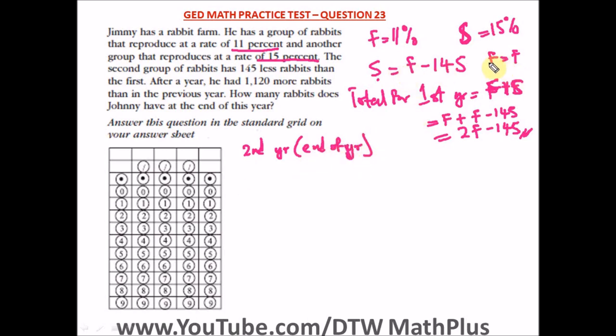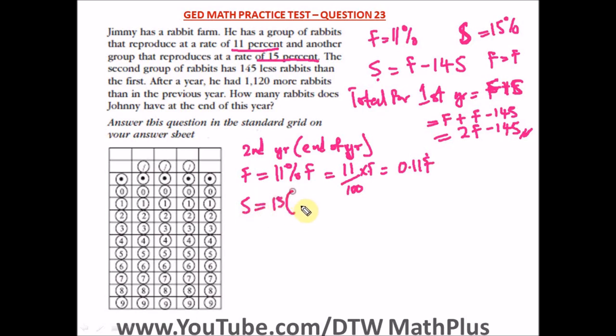Okay, so for the first group, it's going to produce how many? It's going to produce 11% of what? Of F. And what is 11% of F? 11 divided by 100, times F, which is 0.11F.